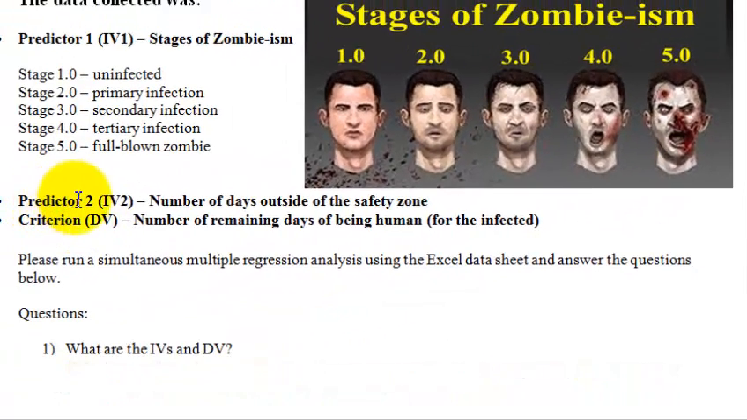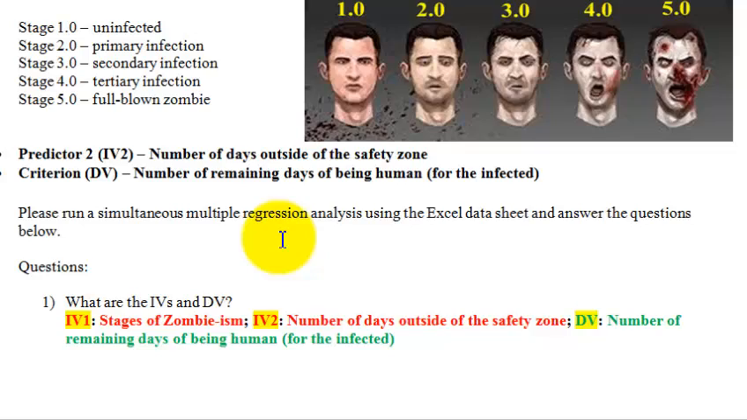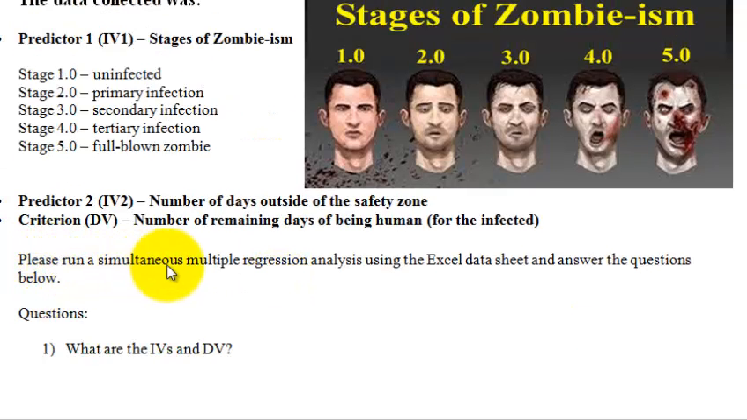We also find another predictor, which is predictor 2, also called IV2, which is the number of days outside of the safety zone. And lastly, we have the criterion, which is also the DV. The thing we want to predict is the number of remaining days of being human, of course, for the infected. Next, we run a simultaneous multiple regression analysis using the Excel data collected by the Alliance CDC department, so we can answer the questions below.